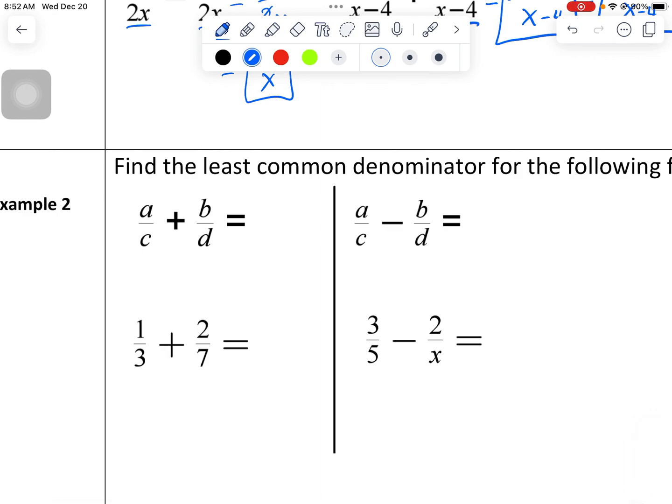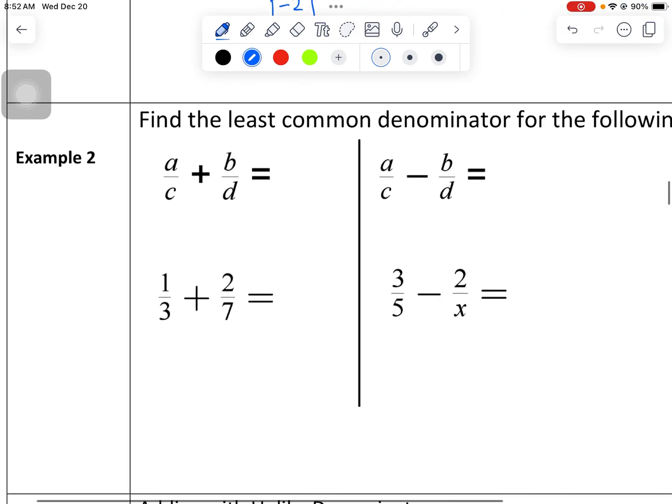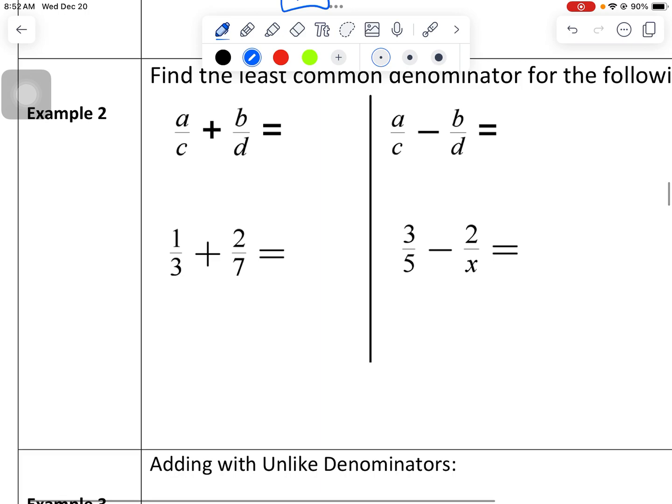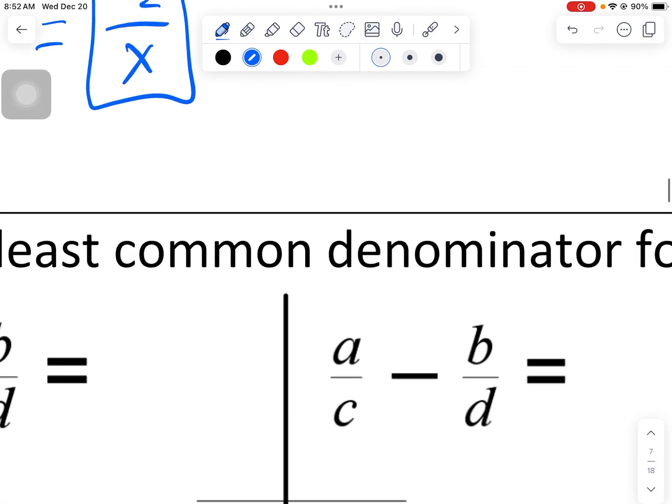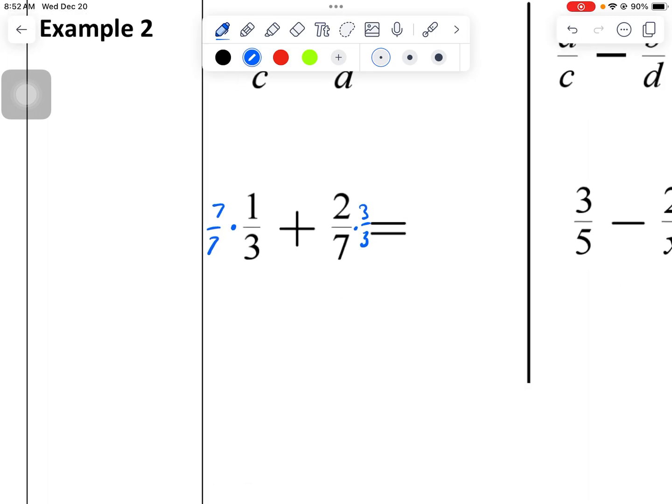Now the hard part is when you add fractions that don't have a common denominator. So I'm going to do the number part first, then I'll come back to the variable example. So if we wanted to add 1/3 and 2/7, we need to think of the lowest common denominator between 3 and 7. And for this one, that would be 21. And the way that we change our fractions is we're going to multiply each of them. This one I'm going to multiply by 7 over 7. And this one I'm going to multiply by 3 over 3.